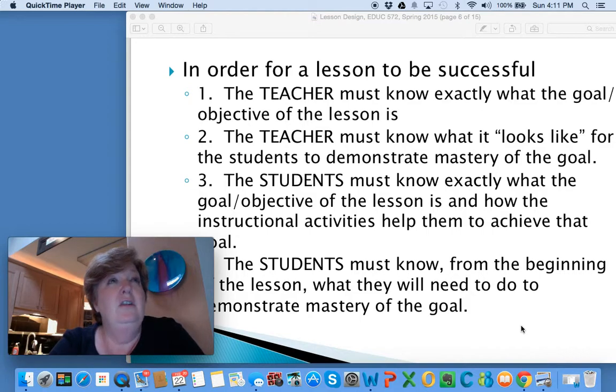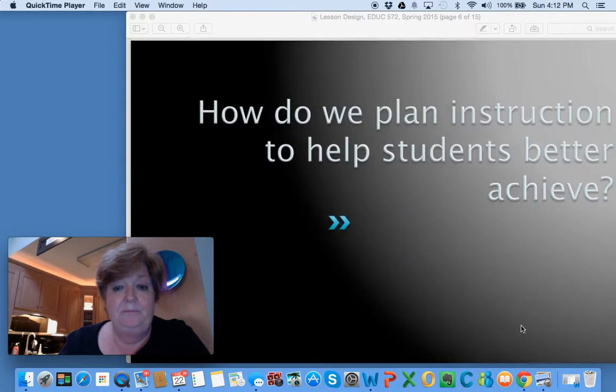So your students also need to know how they are going to demonstrate mastery of that. I told you that you need to know what it looks like when students have mastered the content or have mastered the skill. Students need to know that from the very beginning. One of the big misconceptions about assessments is that kids don't need to know their assessment. That is so not correct. In order for kids to learn, they need to know what they're going to be able to do at the end. What does mastery look like? So you need to communicate that to the students at the beginning.